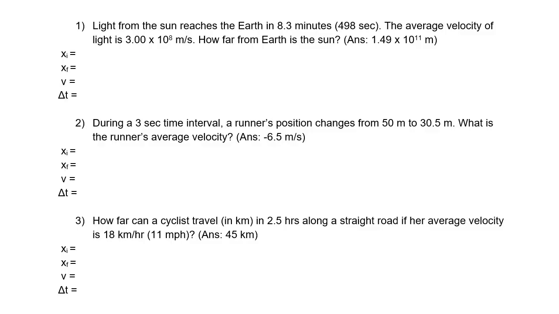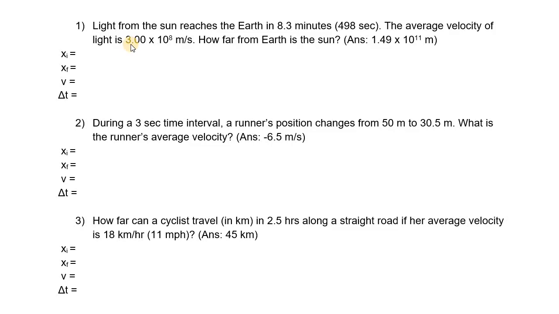The first problem says, light from the sun reaches the earth in 8.3 minutes, which is equal to 498 seconds. The average velocity of light is 3.00 times 10 to the 8th power meters per second. How far from the earth is the sun? Now, once again, let's not even include the numbers. Let's just read the words. So light from the sun reaches the earth in this amount of time. The average velocity of the light is this. How far from the earth is the sun?